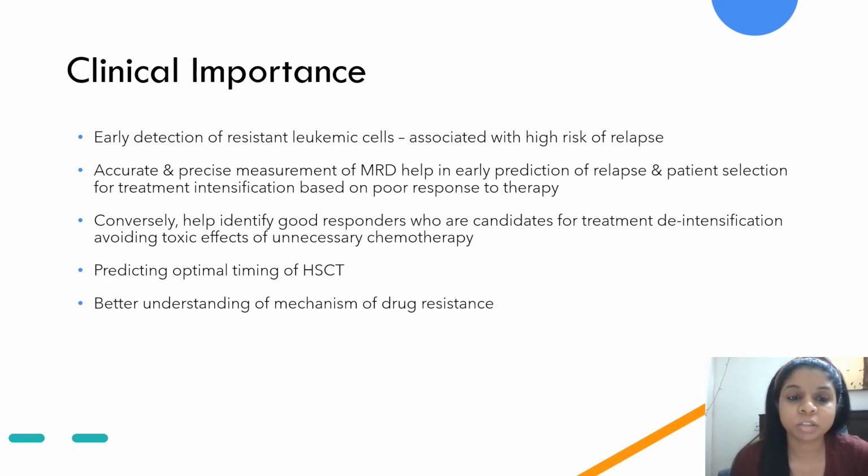Conversely, you should identify good responders also, who are candidates for treatment de-intensification. So in the first case, there are residual leukemic cells, and it is important that you identify as early as possible that they are treatment resistant, and then you should intensify the treatment, because if you delay it, the poor response can be bad for the patient.